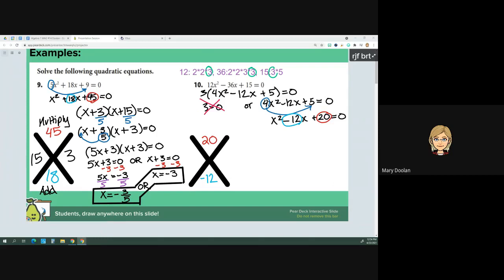I know 2 times 10 is 20. 2 plus 10 is 12. We actually have a negative 12. So I can use negative 2 and negative 10, because negative 2 plus negative 10 is negative 12, and negative 2 times negative 10 is positive 20. So these two numbers will work. So my factorization now is x minus 2 and x minus 10. That's equal to 0.